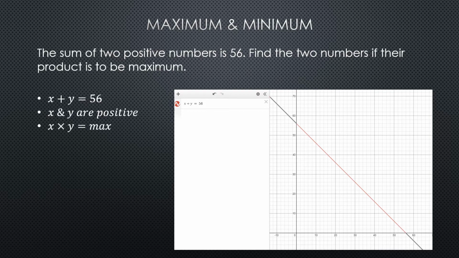Okay, so we know what the line looks like. x plus y equals 56, so any combination of that x and y will equal 56. Now we want to figure out x times y, the second part, which is the product of those two numbers at those different points, and we're wanting to find what the maximum will be when we have an x times y, but those two numbers also add up to 56.